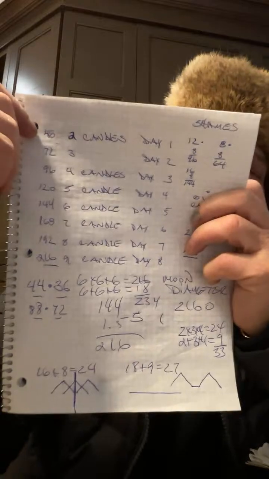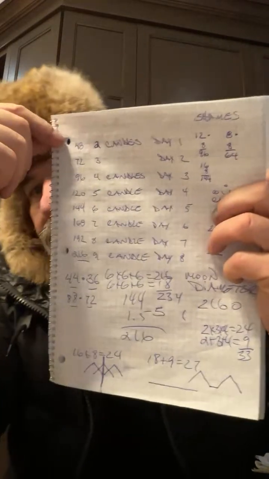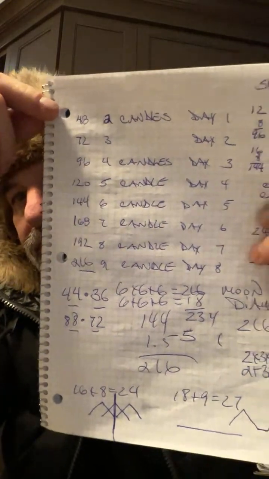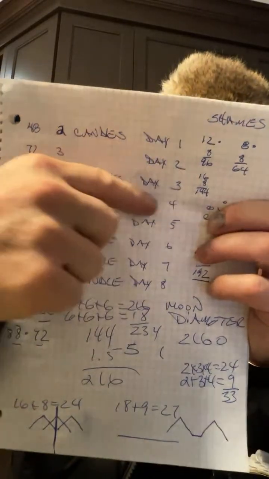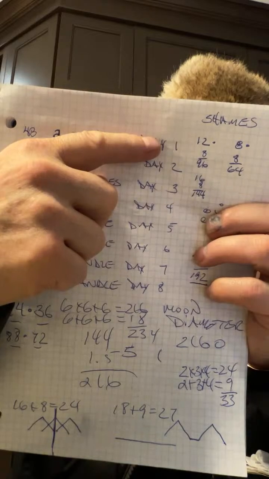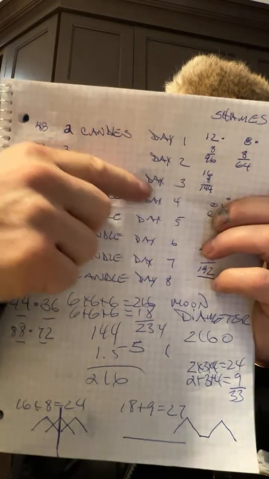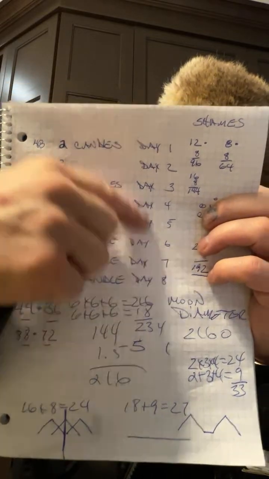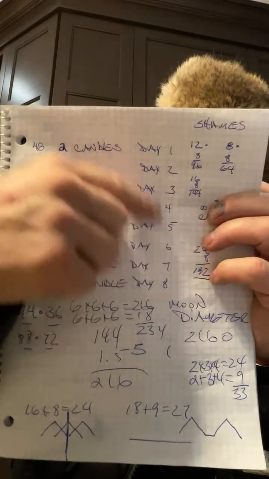When we light the candles for Hanukkah, right? Let me see, I'm going to put this on this side. We light the candles for Hanukkah over here. Day 1, day 2, day 3, 4, 5, 6, 7, 8. The total is 360 degrees.